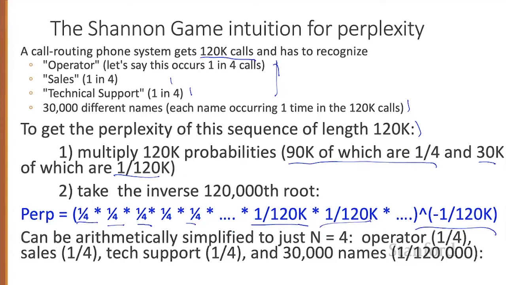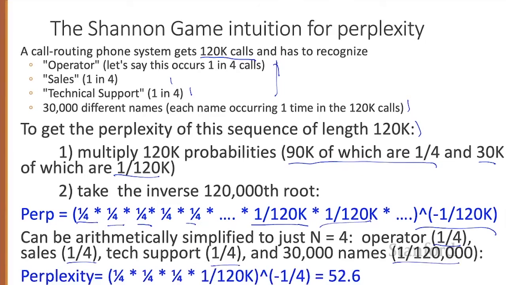And we can simplify this arithmetically to just an n equals 4 case where we have operator with probability 1/4, sales 1/4, tech support 1/4, and 30,000 names, each with a 1 over 120,000th probability. So a quarter of the time we get this, a quarter of the time we get this, a quarter of the time we get this, a quarter of the time we get this, and then we take the negative 1 over 4th root, and that's your 52.6 perplexity.